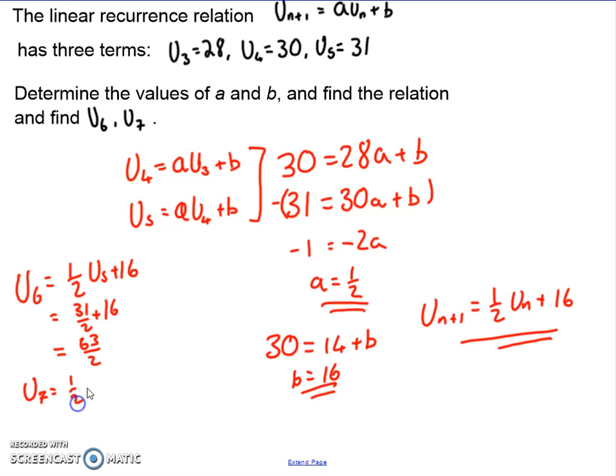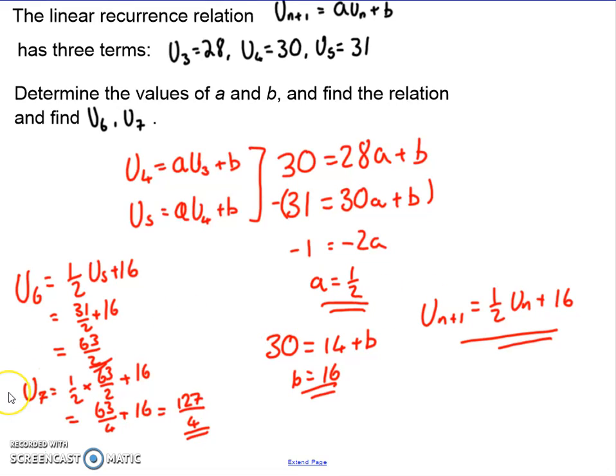So I know that's going to be 1/2 times 63 over 2, so times the u6, plus 16. So that's 63 over 4, plus 16. 16 is the equivalent of 64 over 4. Add that onto the 63, and you get 127 over 4. So there you go, there's my values for u6 and u7.